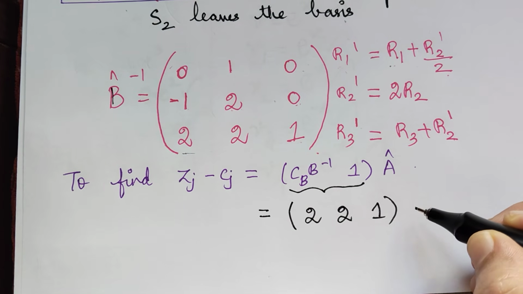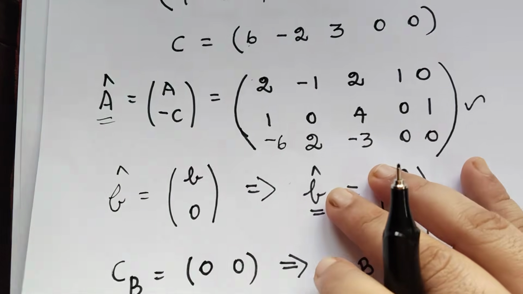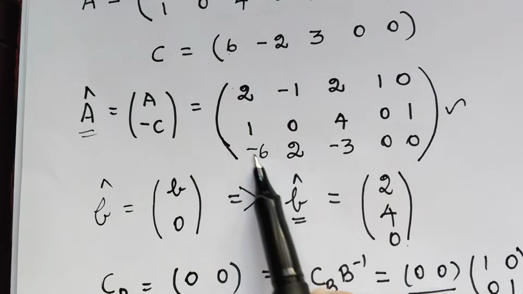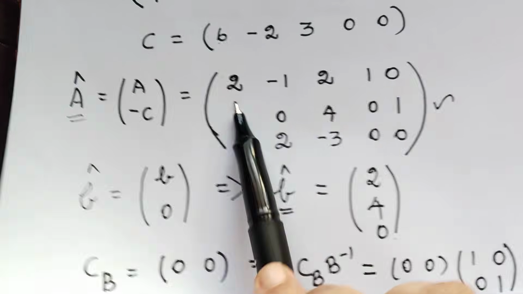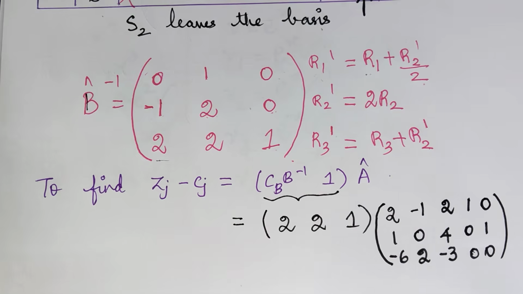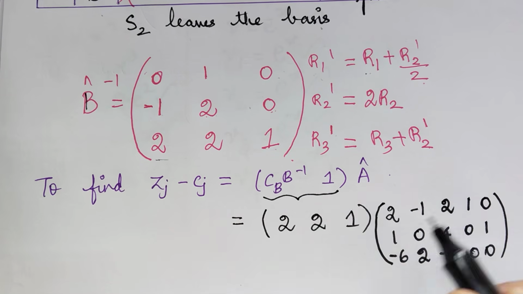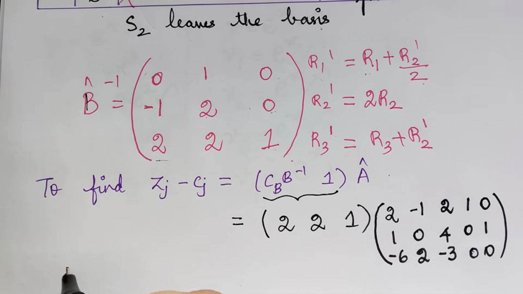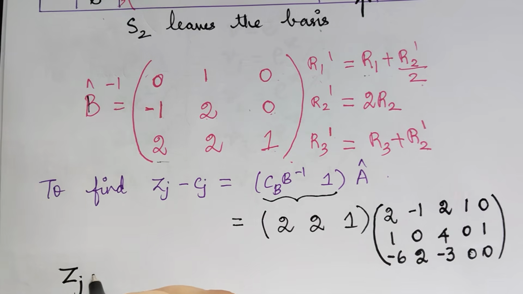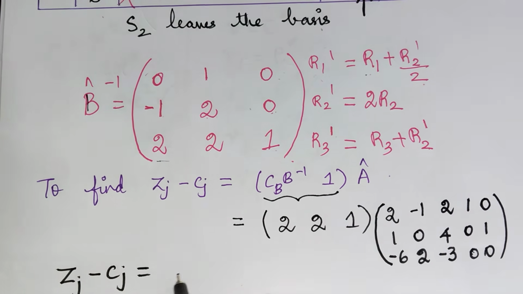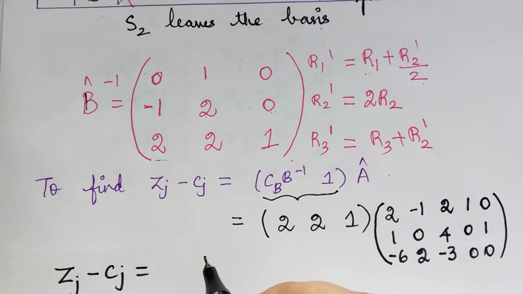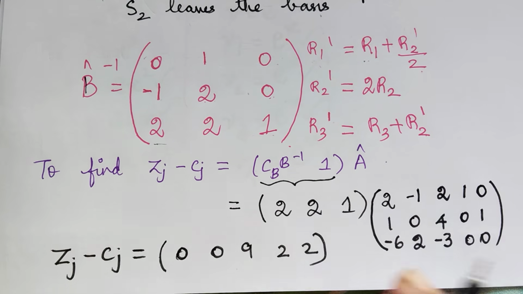A cap we already found. That is the first A cap what we found, that only. It is used throughout the same. So this we have to substitute. So A cap I have substituted. We have to multiply these two matrices and we have to obtain Zj minus Cj. So you kindly multiply and check the value. So you multiply and check this value.